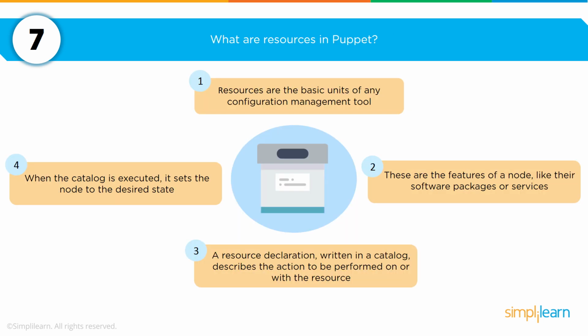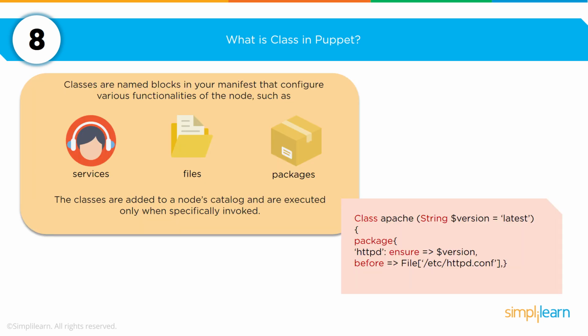So what are the resources in Puppet? Fundamentally, there are 4. The resources are a basic unit of any configuration management tool. They are the features of the nodes. They are the written catalog and the execution of the catalog on a node. As we dig deeper into Puppet, one of the things that you are likely to be asked is, what is a class in Puppet?